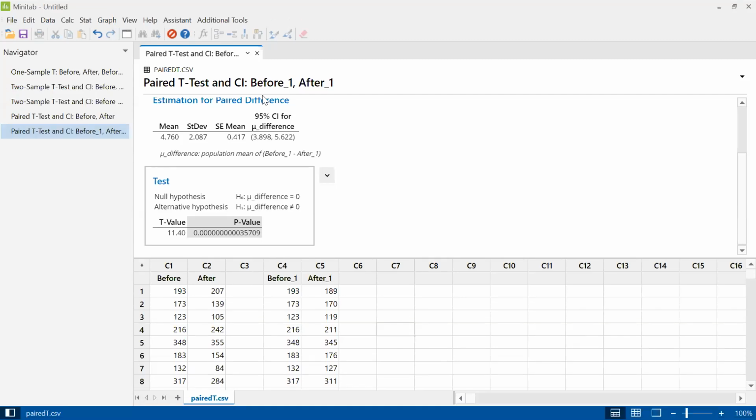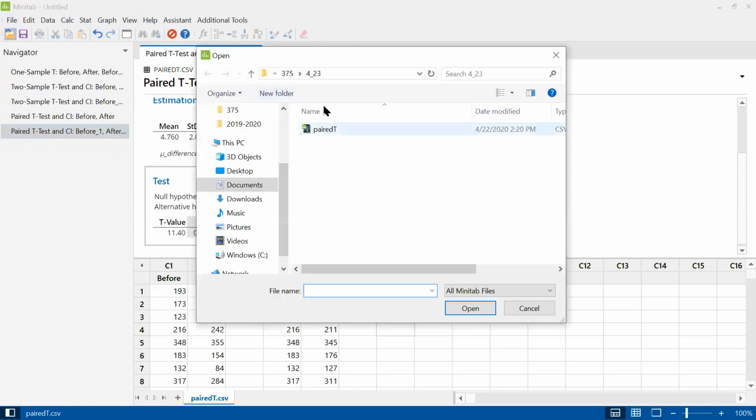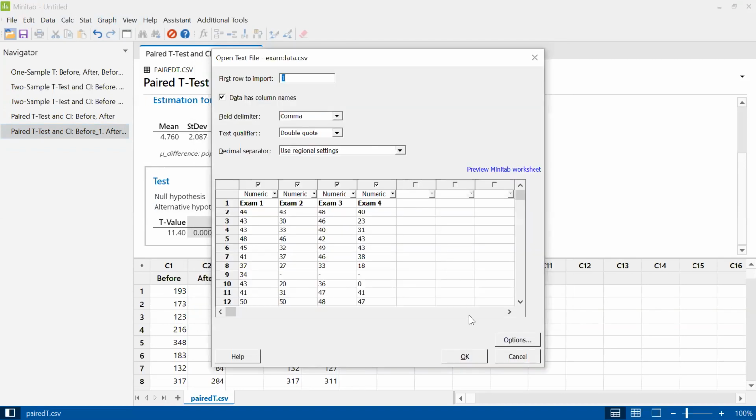using this paired t-test. Okay, so I need to bring up my data from the old exams. So I have this in the file from a few days ago. So there's my exam data. We'll load this up.